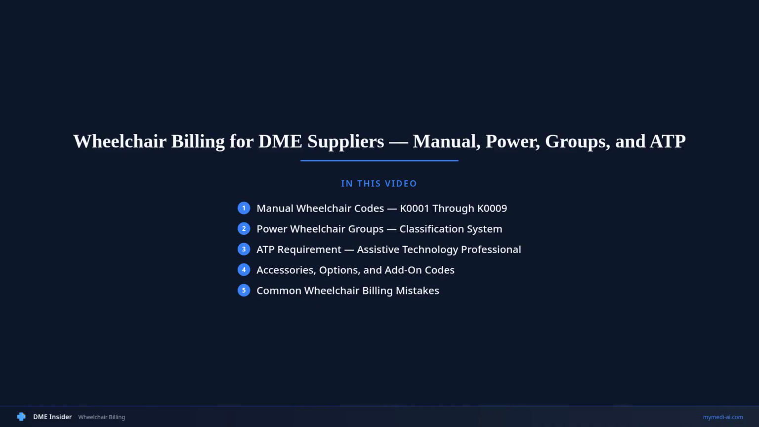Wheelchair billing is one of the most complex areas in DME and one of the most profitable when done correctly. Between manual and power wheelchairs, there are dozens of HCPCS codes, multiple group classifications, and strict documentation requirements that determine what you get paid. Getting the code wrong can cost you thousands per claim. This video breaks down every code category, every group, and every documentation requirement you need to know.